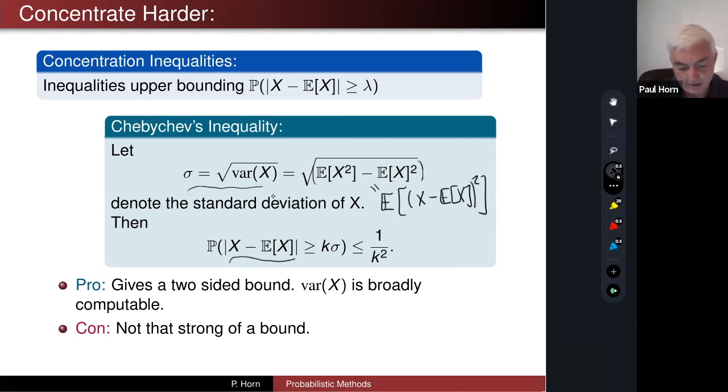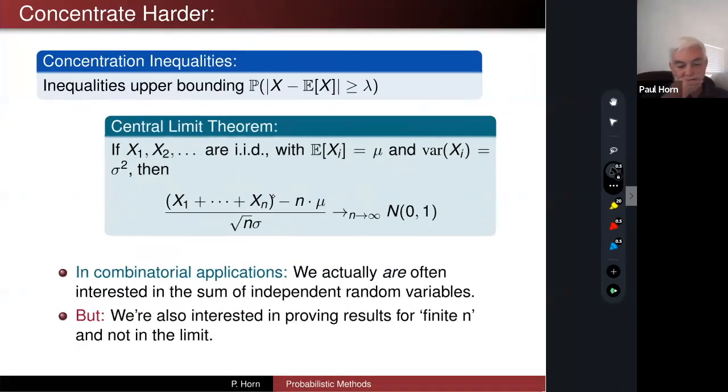And it says that the probability that I differ from my expectation by more than k standard deviations decays like 1 over k squared. And so it's a two-sided bound, and very often I can compute this variance, but it's still not that strong of a bound. Now, if you've done a little bit of probability, you might know that there's more that I can do here.